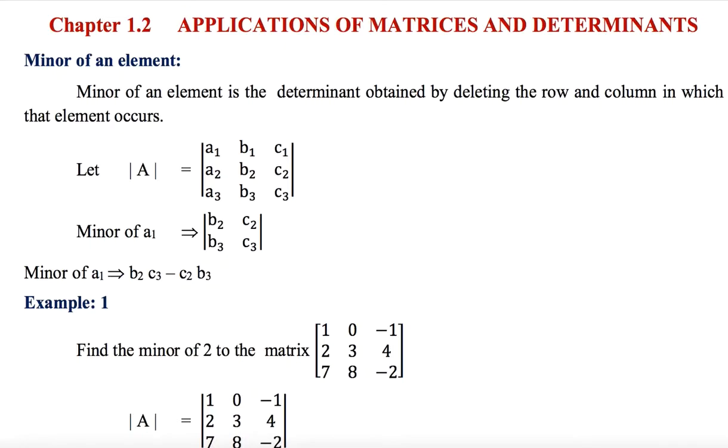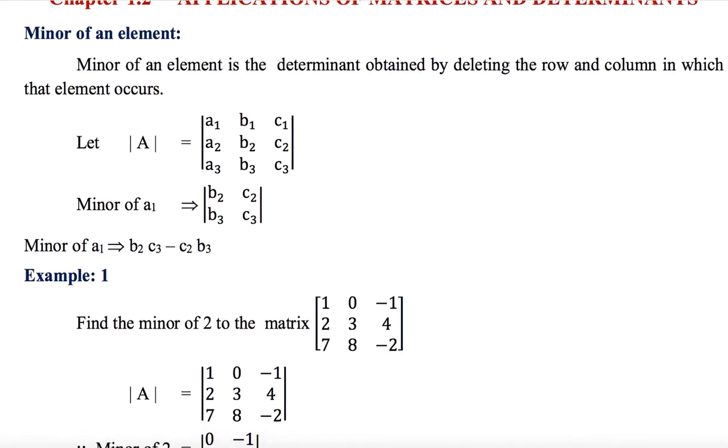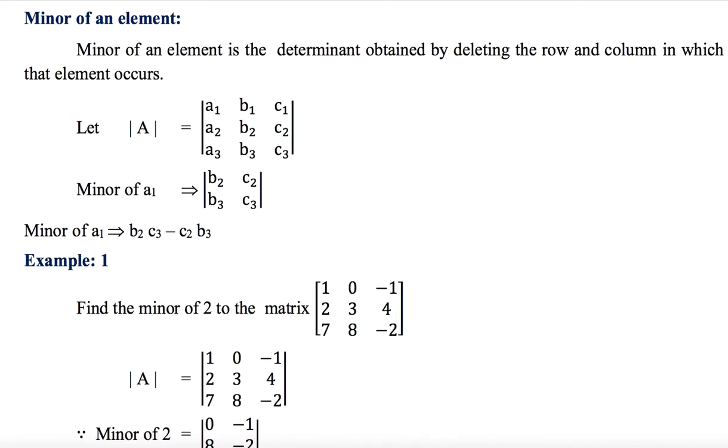Before proceeding any further, let's see what is the minor of an element. The minor of an element is the determinant obtained by deleting the row and column in which the element occurs. For example, if you want to find the minor for A1, you need to delete this row and this column. Let's do that. Delete this row. Fair enough. Delete this column. That is also good. The remaining elements are B2, C2, B3 and C3.